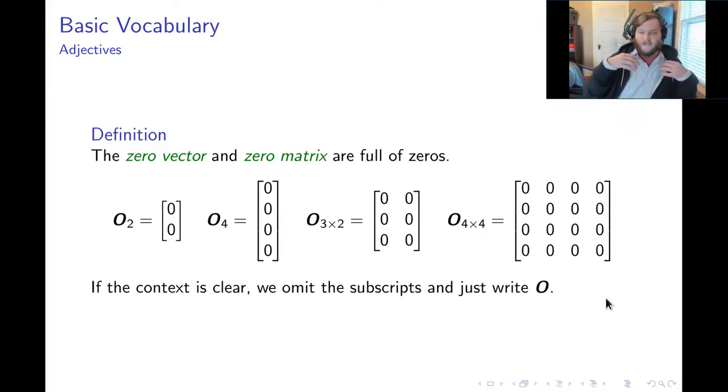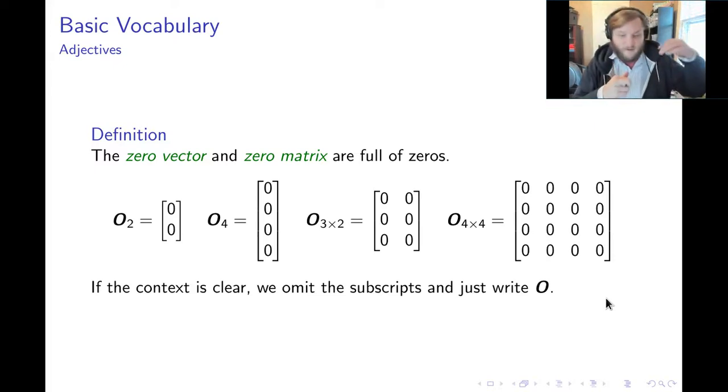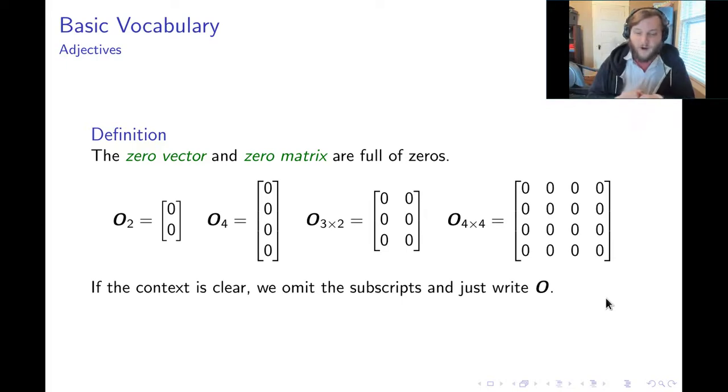Sometimes the context is clear, meaning that sometimes it's clear that we're having a discussion about vectors with 4 entries or matrices with 3 rows and 4 columns. So sometimes we'll just write O and omit the subscript because sometimes, well, we're lazy.